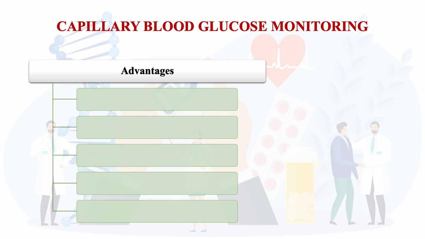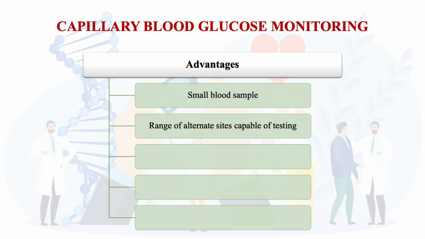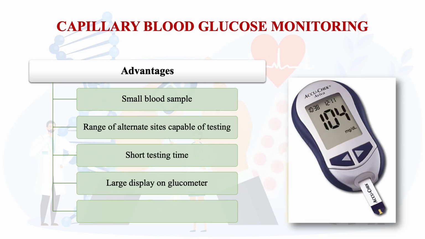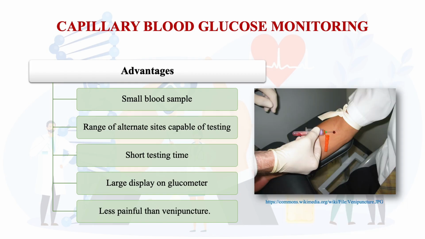Talking about the advantages of capillary blood glucose monitoring, it requires a small blood sample. A range of alternate sites is available that is capable of testing. The testing time is very short. A large display is available on the glucometer, and this is less painful than a venipuncture.